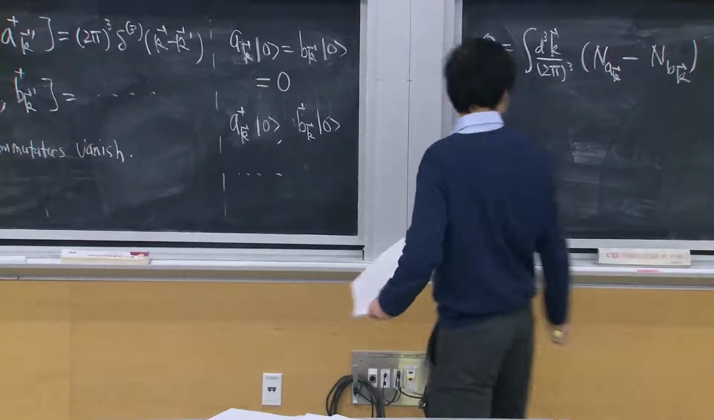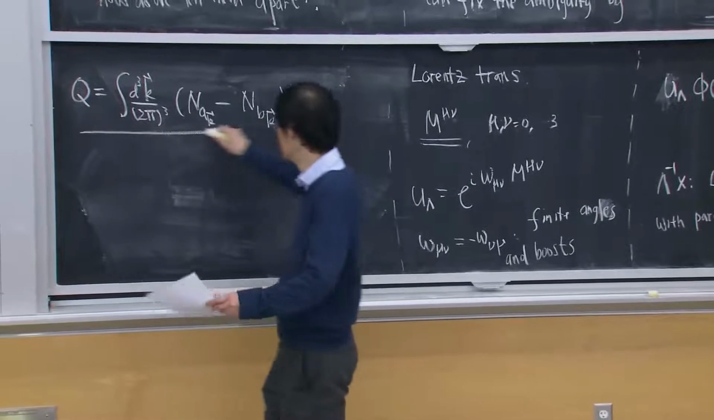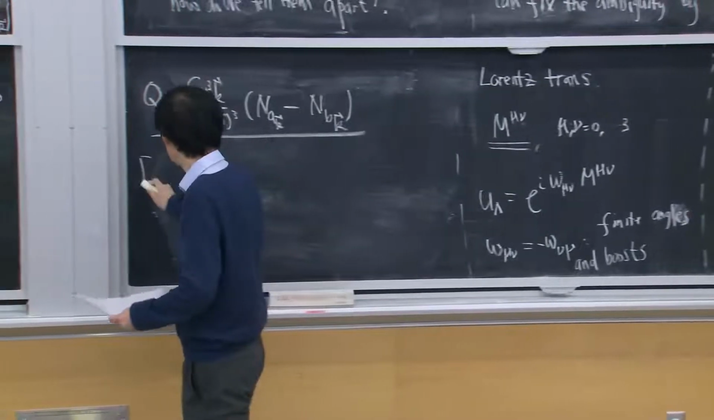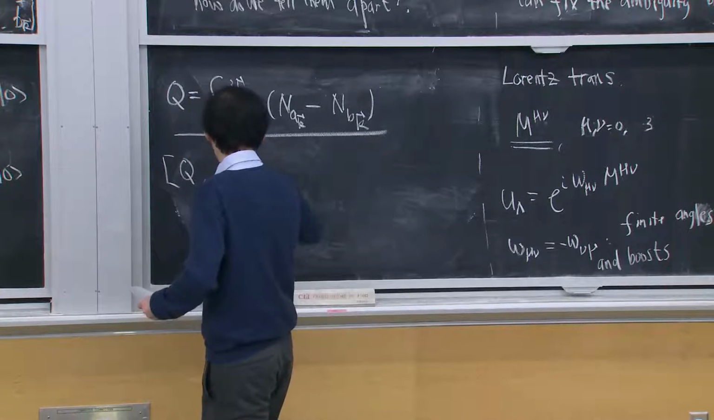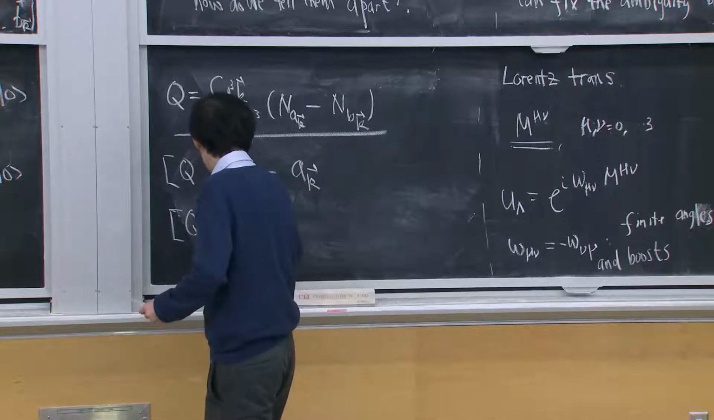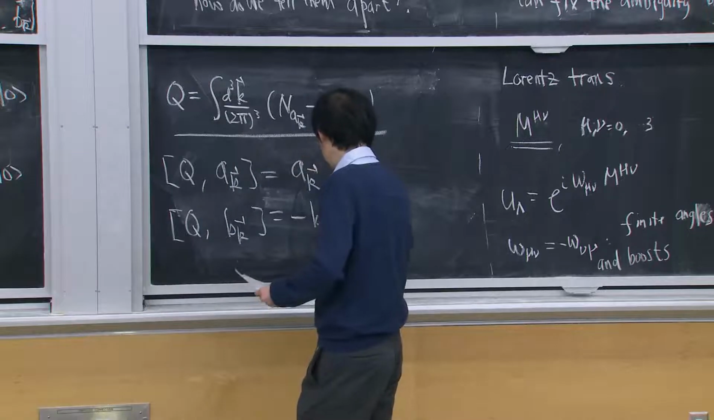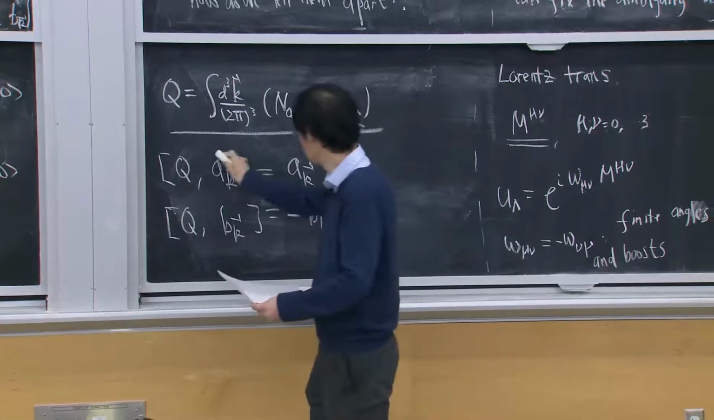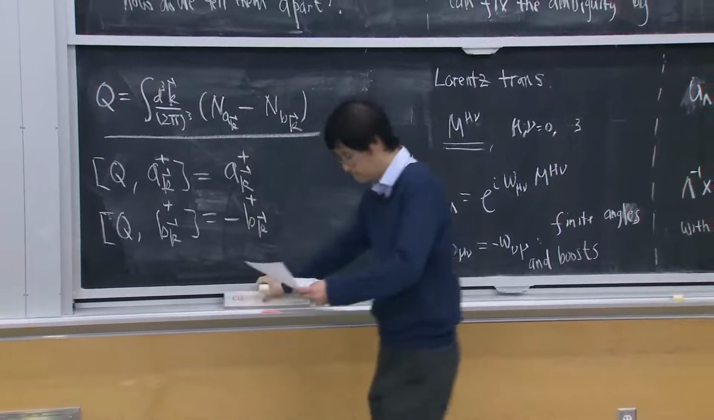Good. So now the key thing is the minus sign. That means when you look at the commutator between Q and A, you get A. And if you look at the commutator of Q with B_k, you actually get minus B_k. Let me just do the dagger, because this is used to create the particle.